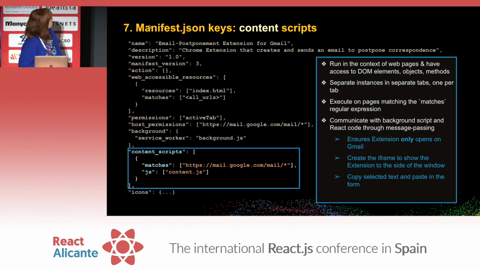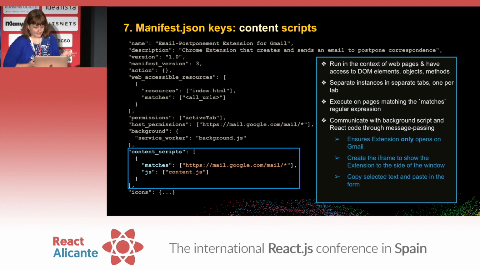Content scripts are the other files that I wrote in vanilla JavaScript. However, they don't have to stay in vanilla JavaScript. If you eject your application and change Webpack, you can actually create them using React. But anyway, content scripts. They run in the context of web pages, have access to the DOM elements, objects, and methods. There are separate instances of the content scripts running on every tab, one per tab. Content scripts execute on pages matching the matches regular expression. And they communicate with the service worker and the React code also through message passing.